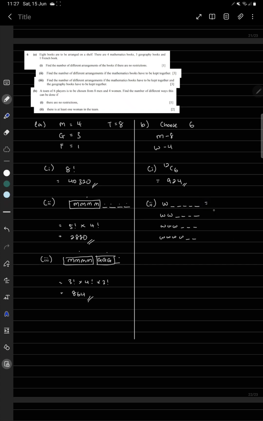Now, using this, we're going to find each of their respective number of ways. For 1 woman, we only want to get 1 woman out of the 4. So that's going to be 4C1 times the men. We have 8 men, and you want to choose 5, so 8C5. For the second one, we have 2 women, so that's 4C2 times 8C4 for 4 men. And then the 3 women is 4C3 times 8C3. Then the last one is 4C4 times 8C2.